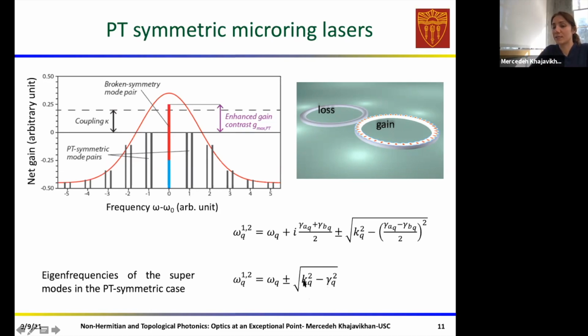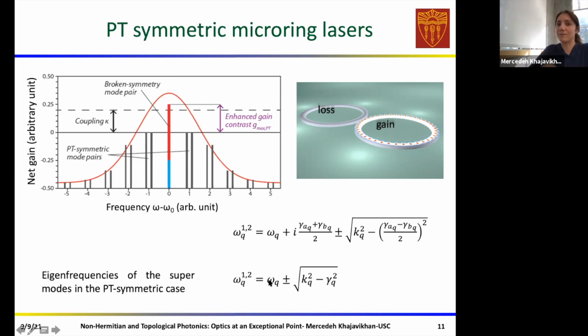What you get is basically a splitting that is becoming smaller. Instead of having the splitting kappa, you now have a splitting of the square root of kappa squared minus gamma squared. More interestingly, and possibly more importantly, if your gamma is very high, then it becomes more than kappa. As a result, the argument under this square root becomes negative. That means you get an imaginary number. So you get two modes.